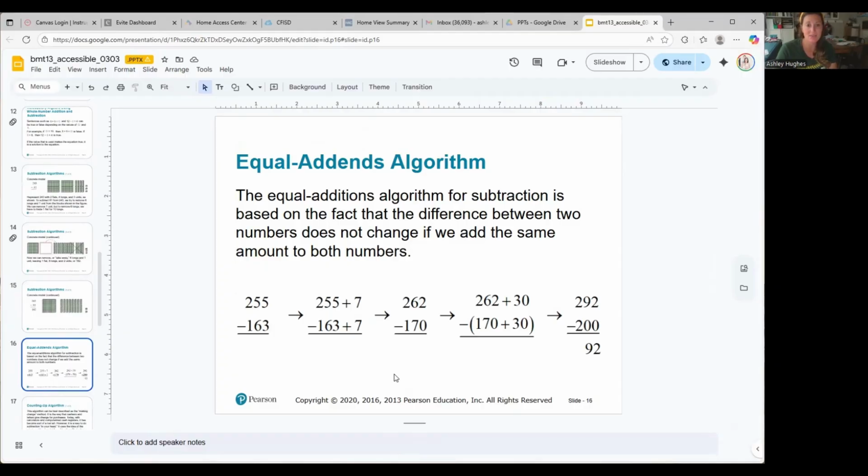This is just saying if I add equal add-ins to both terms. So if I say I'm going to add 30 to both of these, 262 minus 170, then I can add bigger numbers, 30 and 30, and then I have 292 minus 200 is 92. So you can change things. If you change them equally, you're going to get the same answer, because you increased both of the numbers by the same amount.